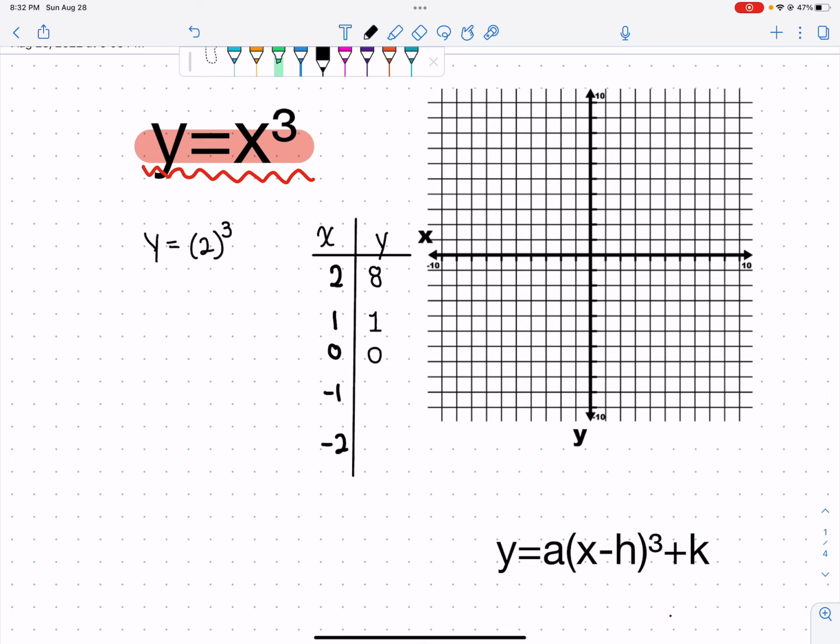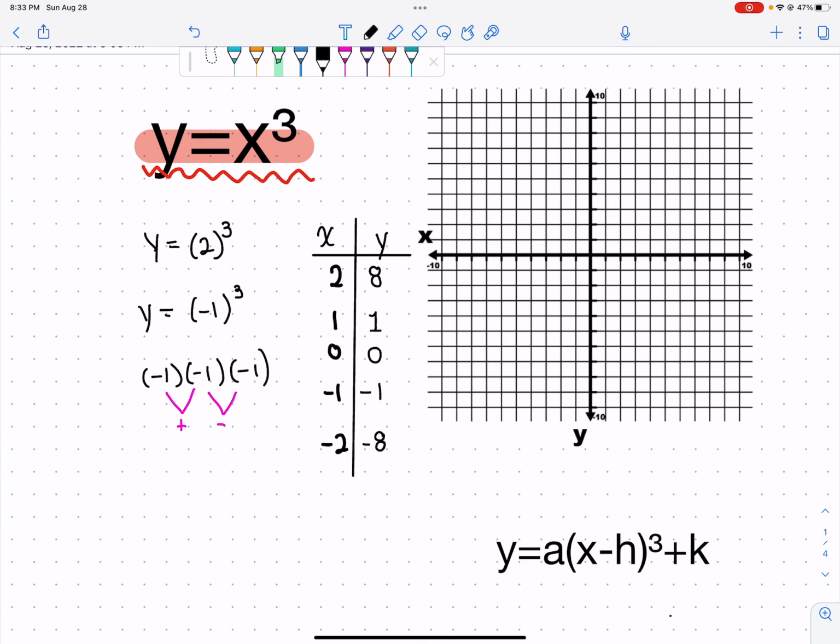Now what we need to consider is when we have y equals negative 1 cubed, we're doing negative 1 times negative 1 times negative 1. When we multiply the first two by each other, that will turn into a positive. And then it will be a positive times a negative, which gives us a negative. That means that the answer here will actually be negative 1, and this will be negative 8.